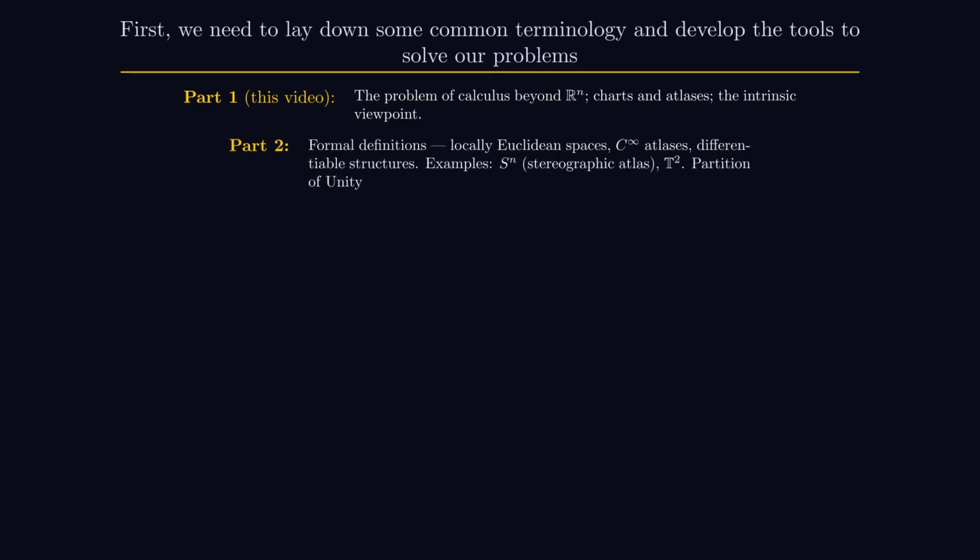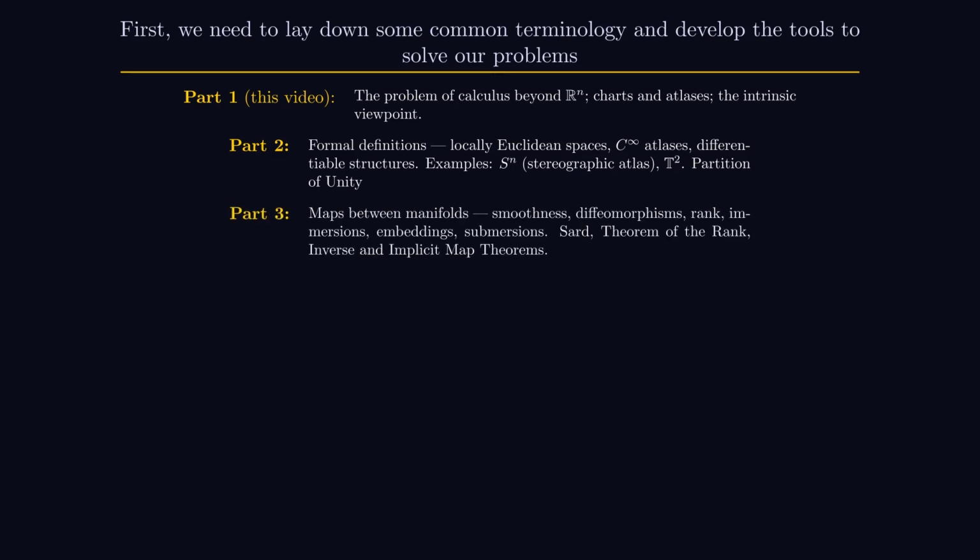Part 2 makes everything rigorous. We pin down locally Euclidean spaces, smooth atlases, and differentiable structures. We also work through the sphere and torus as key examples and introduce partitions of unity. Part 3 studies maps between manifolds, smoothness, diffeomorphisms, rank, immersions, embeddings, and submersions. We prove Sard's theorem and the rank theorem.